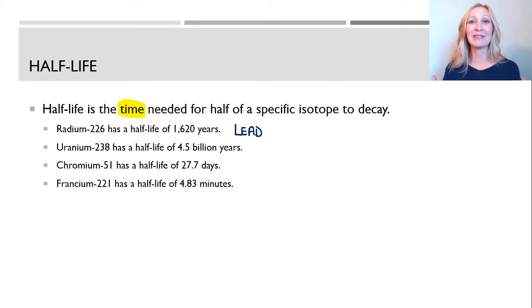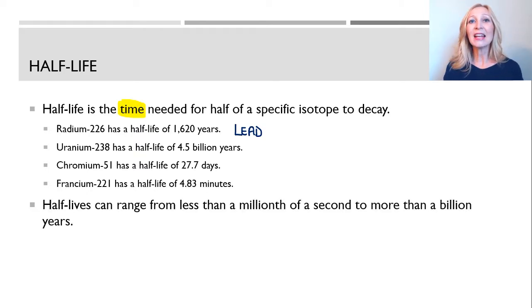Now, how would a scientist even measure that? We'll get to that near the end of the lesson. Chromium-51 has a half-life of 27.7 days, and francium-221 has a half-life of 4.83 minutes. So you can see that different isotopes have completely different half-lives, ranging anywhere from less than a millionth of a second to more than 1 billion years.